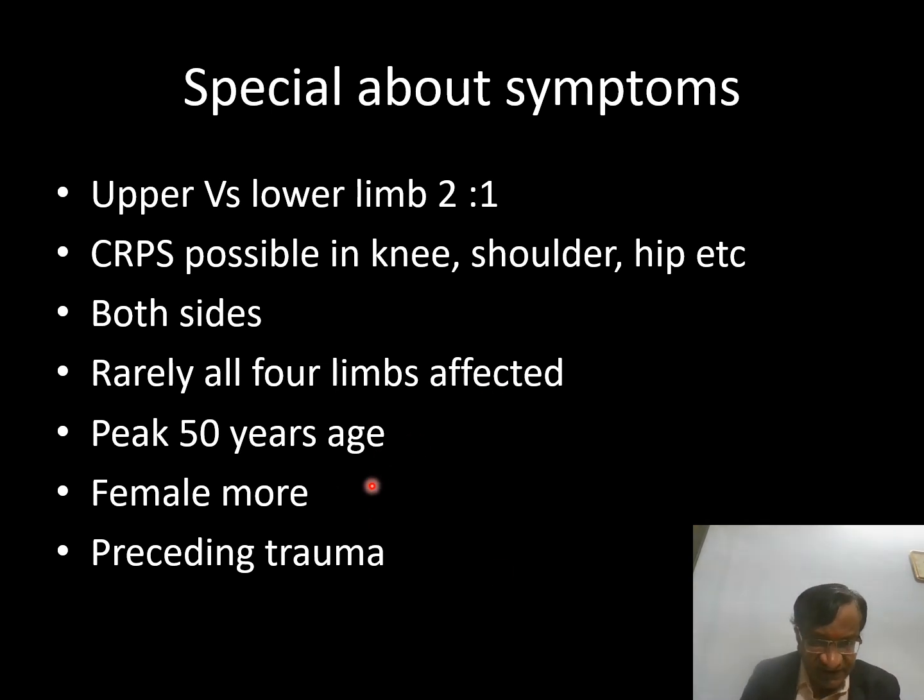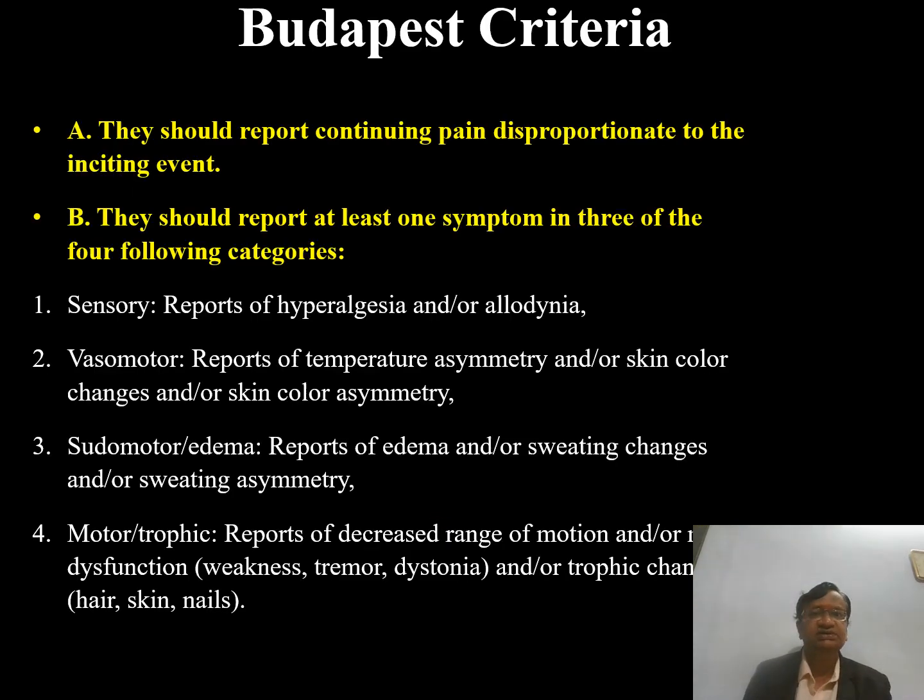Peak years is 50, females, and there may be a preceding trauma. What is Budapest criteria? Again, very simple. Continuing pain disproportionate to the trauma or the inciting agent. And after that, they should have any of these pseudomotor symptoms or vasomotor symptoms or trophic symptoms. Any of the symptoms. Skin color may change, swelling may come, sweating may be a problem, motor range may be a problem. Any of the things may be happening, but continuing pain.